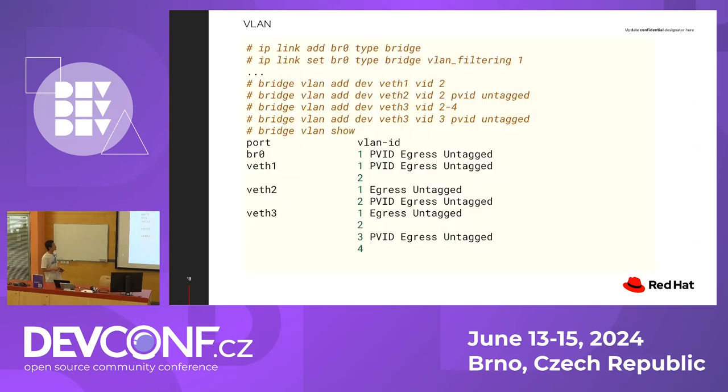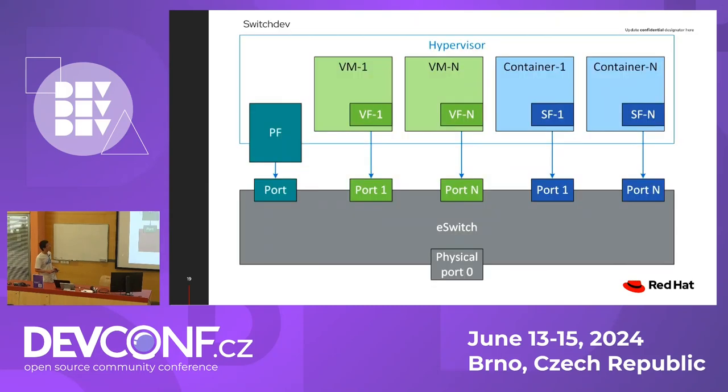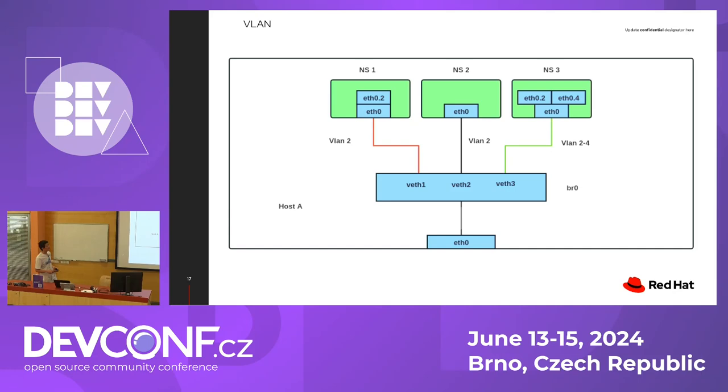By default, all the ports have VLAN 1 with the PVID set. And for the packets, we have VLAN 2, 3, 4. So how to set this? We just need to add VLAN 1, 2, 3, 4 directly. Okay, this part will act like the trunk port in a switch.